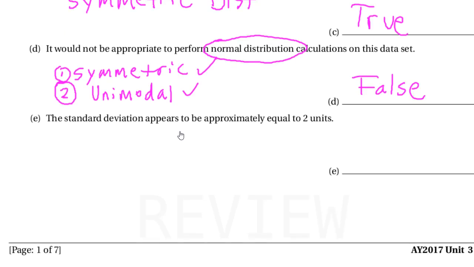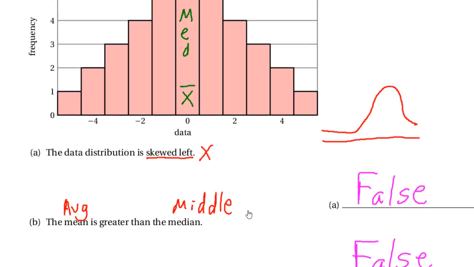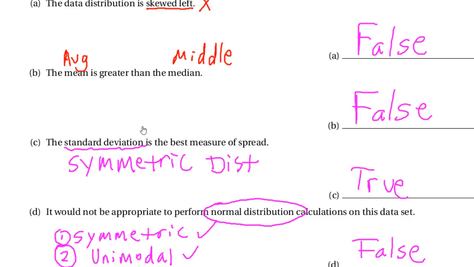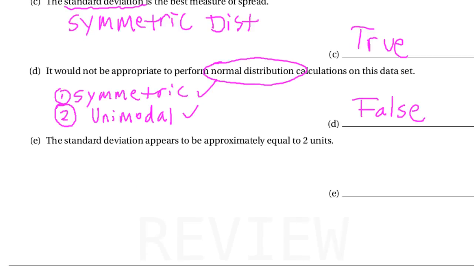Now taking a look at the standard deviation appears to be approximately equal to 2 units. Well, remember, standard deviation is how much space there is between your indicated numbers. And if I look at this from 0 to 2, that means this is 2 units, this is 2 units, and it seems that yes, everything is counting by 2 units, so yes, the standard deviation does appear to be 2 units.